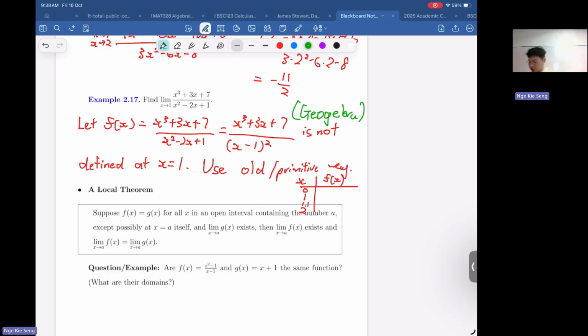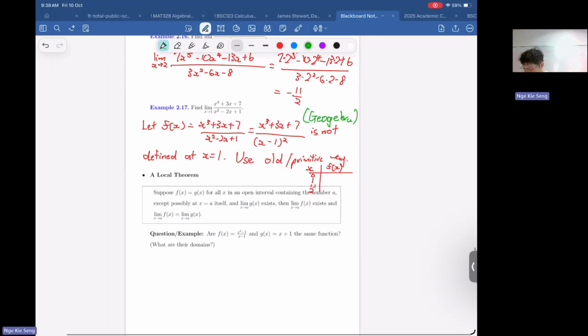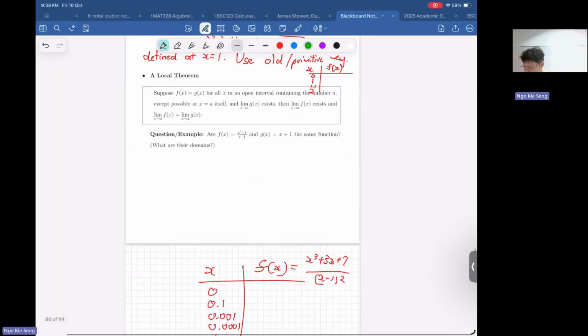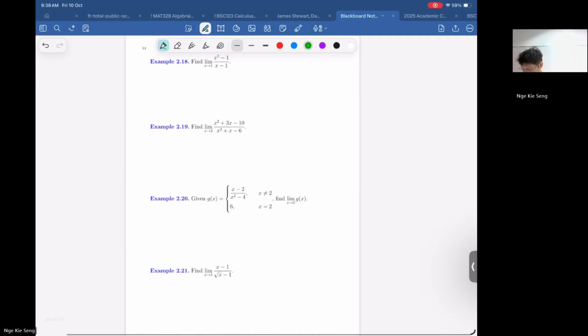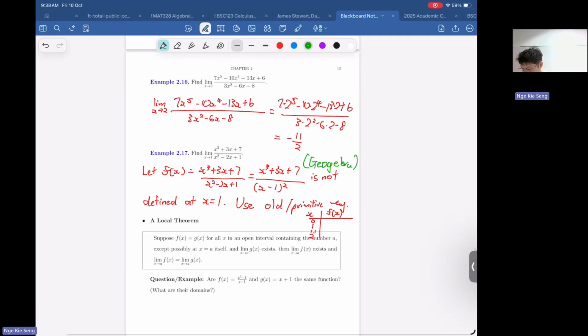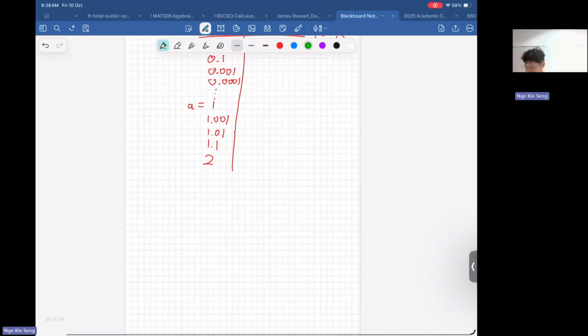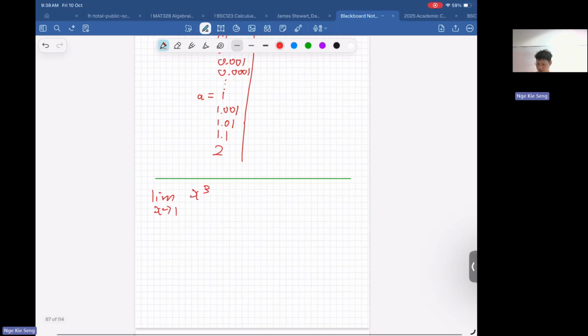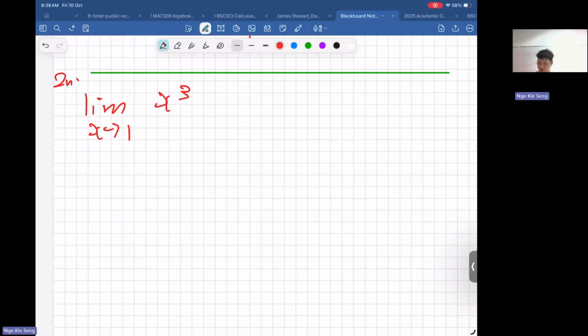Let me try some method here. Maybe we haven't taught it yet. Maybe later we'll learn some method. So let me try something special for you. Later we'll see it again. So how about using this second method? Let me try this.